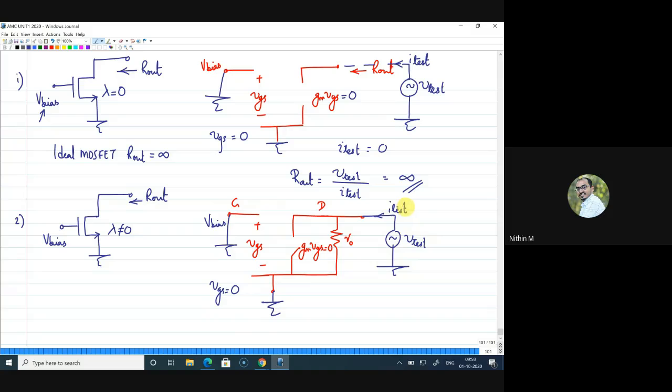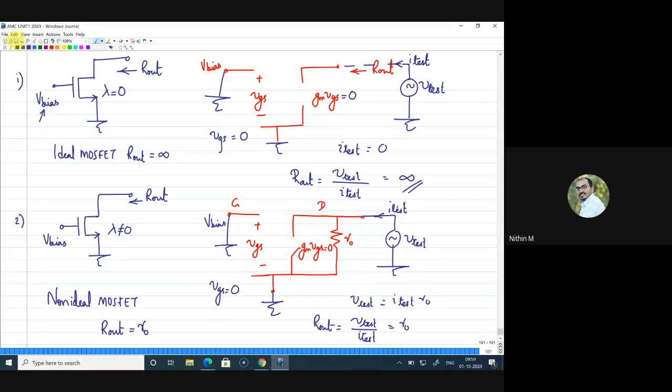What is V test by I test? This is 0 anyway. So your V test will be equal to I test into r naught, or V test by I test, which is equal to your output resistance, is equal to r naught. This we already know, but I have taken the same example to elaborate the procedure. So this is the non-ideal MOSFET, and this R out is equal to r naught.